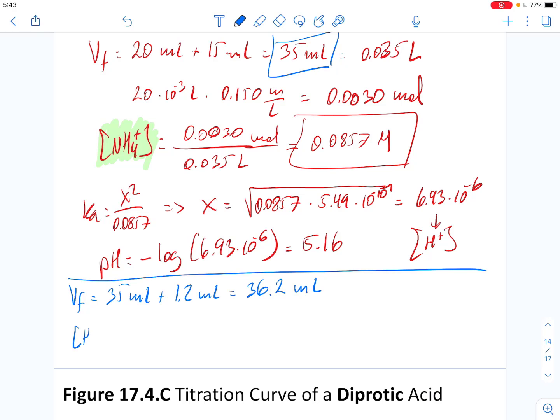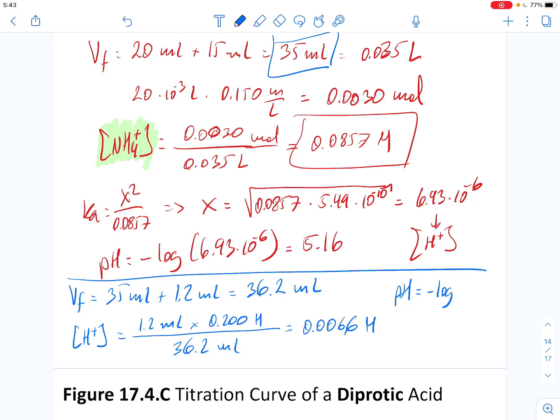So the concentration of your acid, which we can use again the dilution equation, is going to be 1.2 milliliters times the concentration of your acid, which is 0.200, divided by 36.2, and this is equal to 0.0066. Therefore your pH is equal to minus log of 0.0066, which is equal to 2.18.